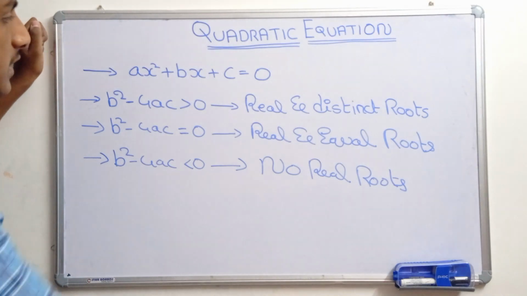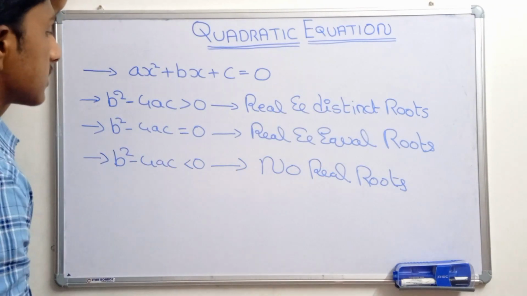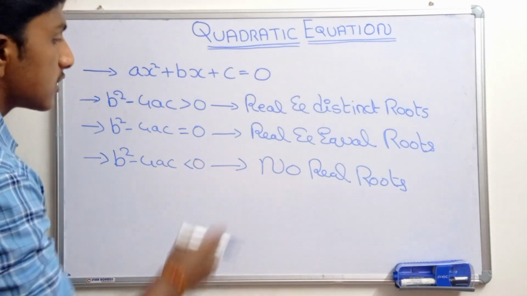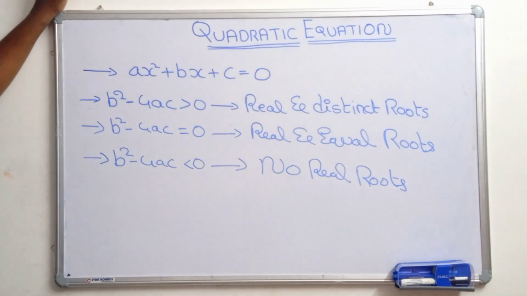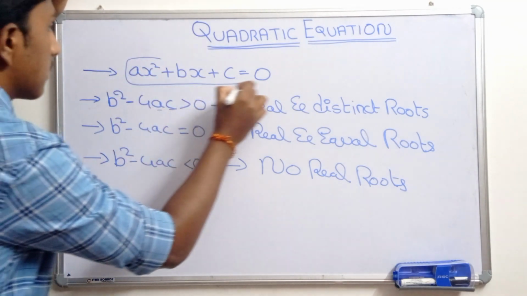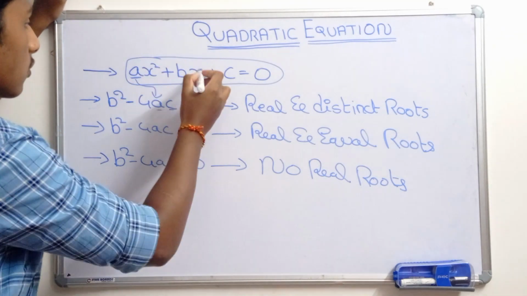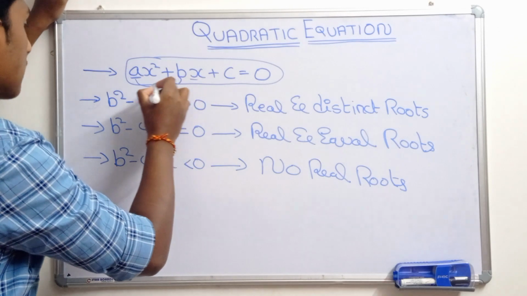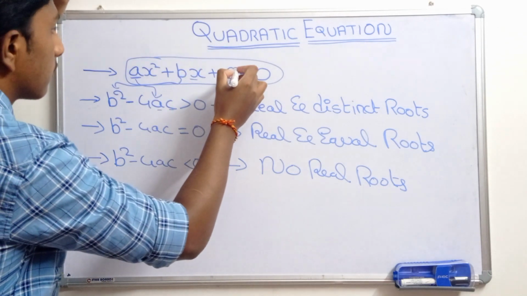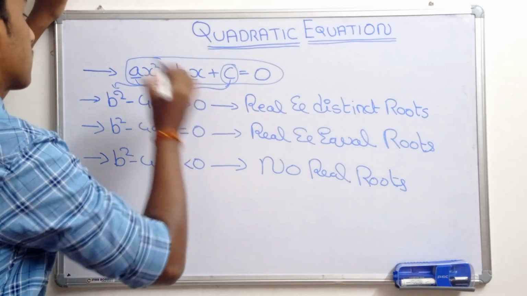B square minus 4ac greater than 0 means real and distinct roots. B square minus 4ac equals 0 means real and equal roots. B square minus 4ac less than 0 means no real roots. Now we get the values b, a and c from the equation. The coefficient of x square is a, so we keep the value a here. The coefficient of x is b, so we keep the value of b here. And for c, there is no x, so we take the direct constant term.